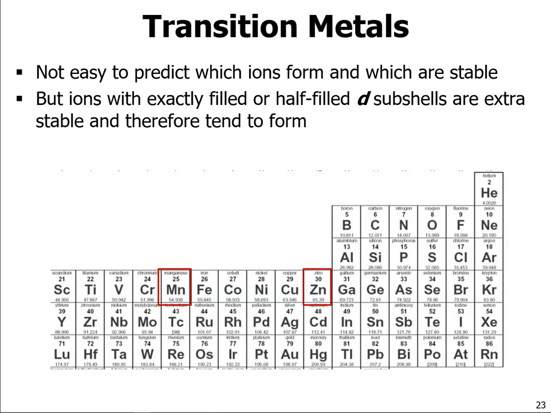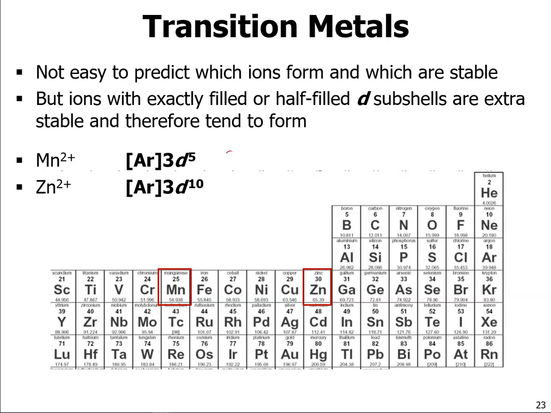These are not as easy to predict which ions are going to form. You'll have to look a little bit more at some stability factors that come into play. So, for example, if we look at exactly filled or half-filled subshells, these tend to be extra stable. Let me show you why that might be.